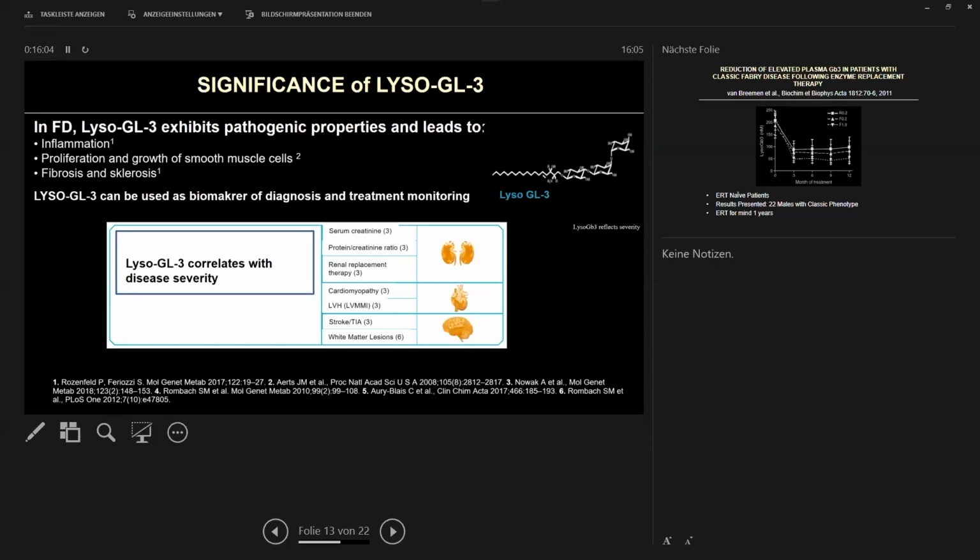Lyso-GB3 is not only a biomarker that can be measured in blood, of course, but it is also a pathogenic player. This means that this agent promotes the disease progress. And it has been shown that if you measure a certain level of this biomarker in the blood, it will be associated with the kidney disease, with the heart disease, and with the cerebral vascular disease. That means with the brain disease.